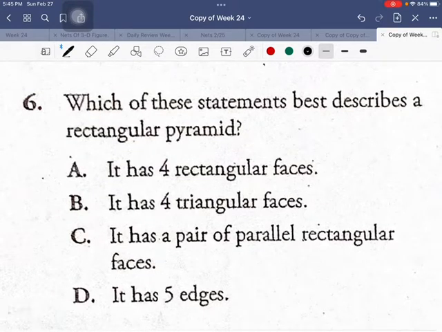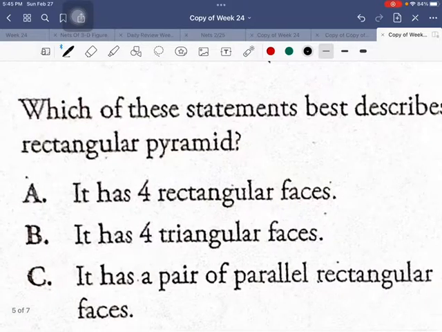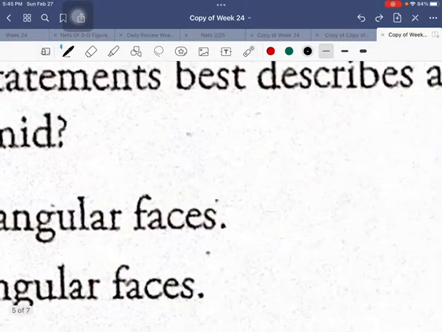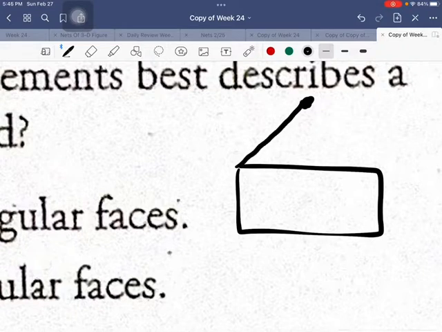Which of these statements best describes a rectangular pyramid? Now, you can pause the video, as I said, and you can try to draw it first before I do. Rectangular pyramid means this is going to be the base. That's what you draw first. A little dot, and everyone touches that dot. There we go. That's my house right there.